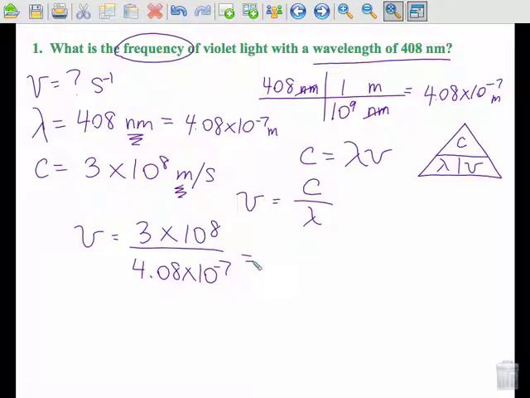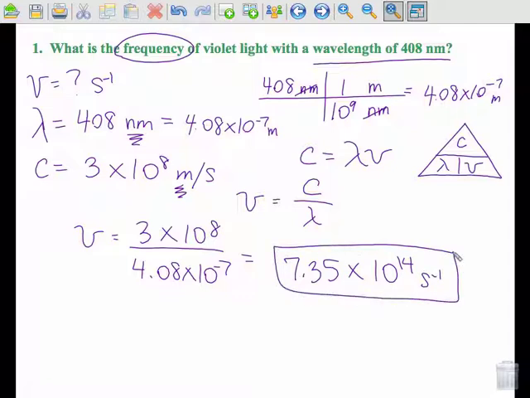Remember, when you divide that in your calculator and you plug it in, you use the second E button. And you use parentheses, and you should get 7.35 times 10 to the 14th, second to the negative first, or hertz. Either one is fine.